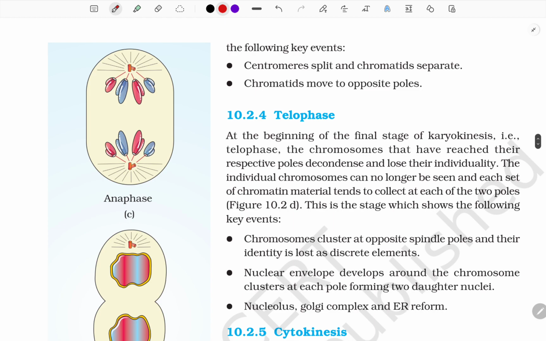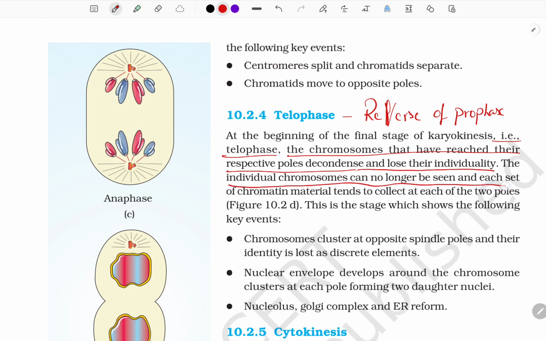And finally we come to telophase. Telophase is actually the reverse of prophase. In the beginning of the final stage of karyokinesis, that is telophase, the chromosomes that have reached their respective poles decondense. That means the condensation of the chromosomes is reversed to form chromatin material, and they lose their individuality. The individual chromosomes can no longer be seen, and each set of chromatin material tends to collect at the end of the two poles.